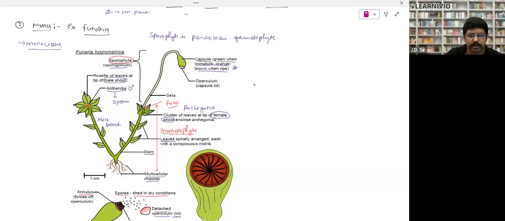Sperm will fuse with the archegonia and it will make the sporophyte. A sporophyte will develop on the gametophyte. You can see this part is called the gametophyte and this upper part is called the sporophyte. The sporophyte is divided into three parts: foot, seta and capsule. Look, the sporophyte is like this. This structure is called the foot. This is called the seta. And on the seta there is a capsule.